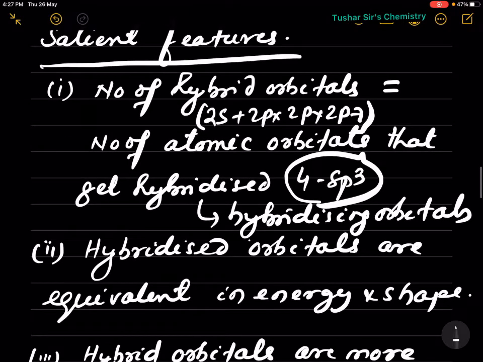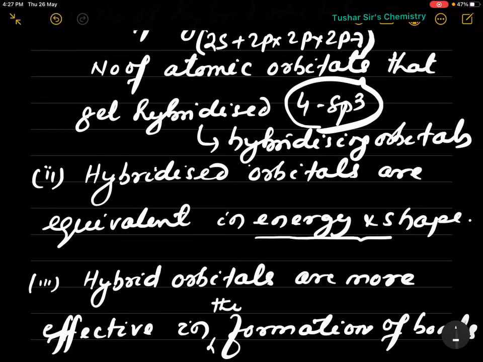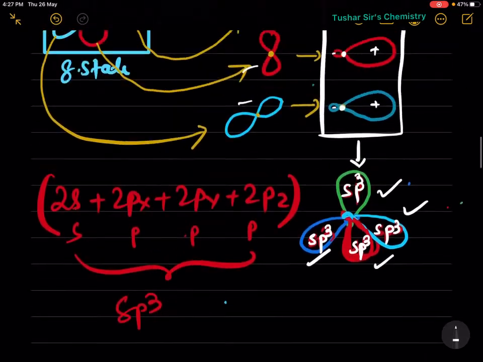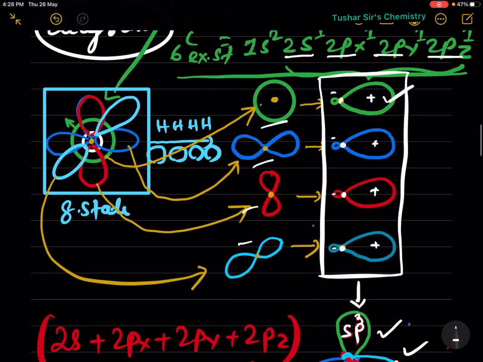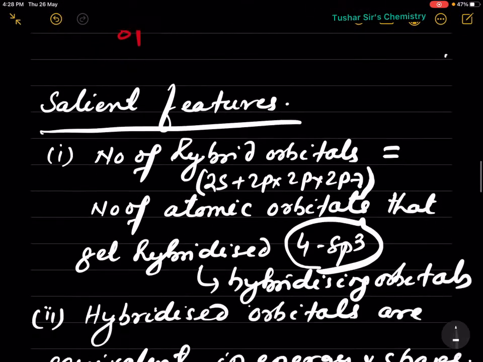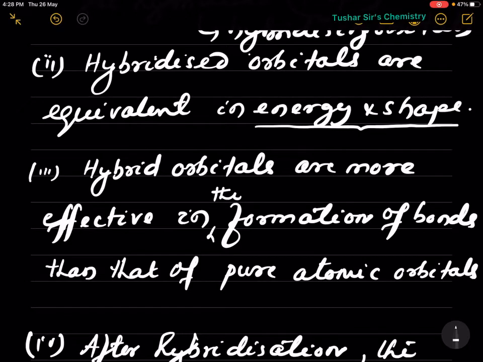Hybrid orbitals are equivalent in energy and shape. Here all these four hybrid orbitals are equivalent in shape and energy. Hybrid orbitals are more effective in the formation of bonds than pure atomic orbitals.